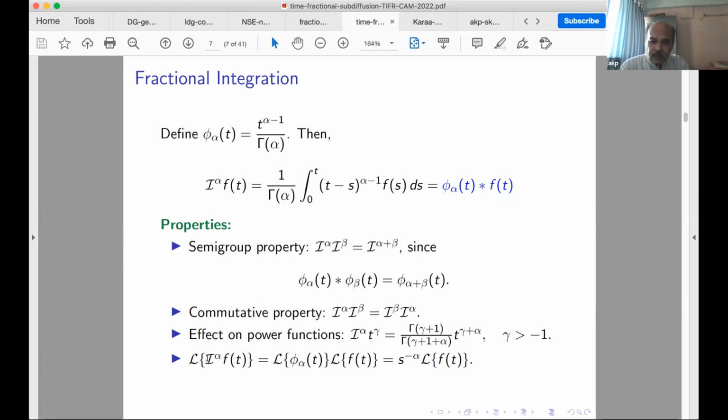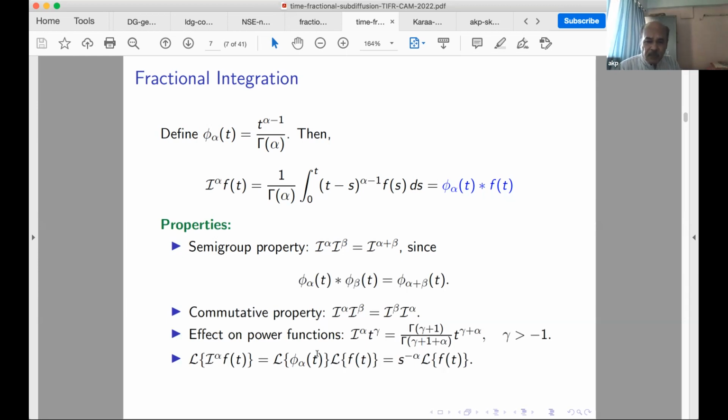Well, the best part of this thing is it is written as a convolution. You can talk about the Laplace transformation, and Laplace transformation is fundamentally very much used in these areas of mathematics. So let us talk about how the Laplace transform behaves. The Laplace transform of I alpha f of t is going to give you the Laplace transform of phi alpha, multiplied with the Laplace transform of f of t.